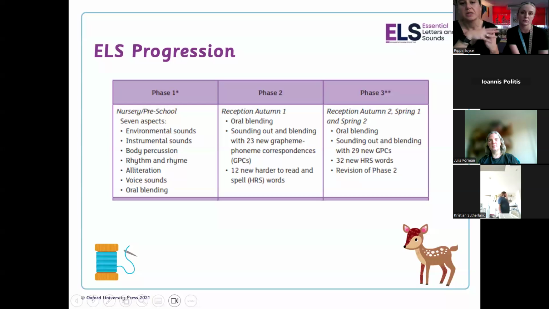Then we've got phase 2. So we start the oral blending. So cat, sounding out.